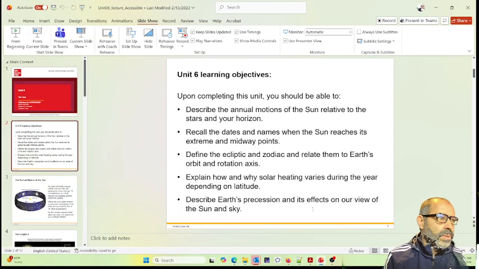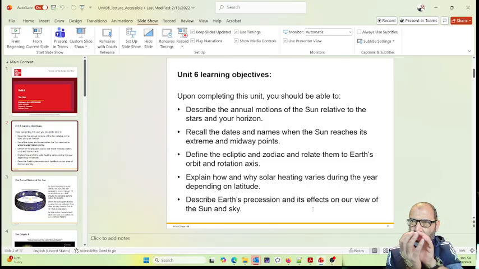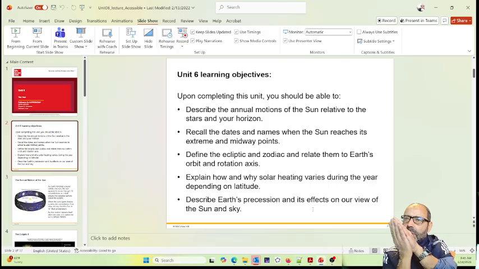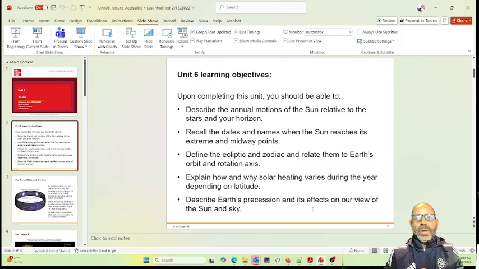And then we'll describe the precession and how it affects our view of the sky. Obviously, the axis of the Earth is tilted, but that tilt is not fixed in space. It actually spins around, and that's a long cycle. Right now, the tilt of the Earth is pointing toward Polaris, but a few thousand years ago, or a few thousand years from now, it will not be pointing toward Polaris. So that's another thing that we're going to be talking about.